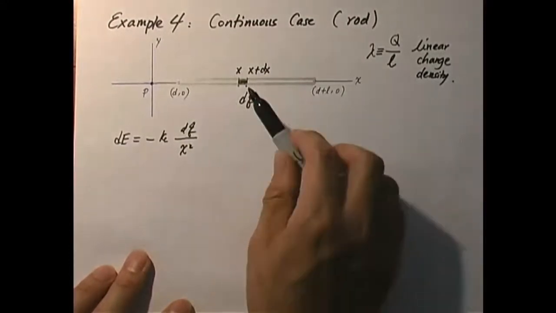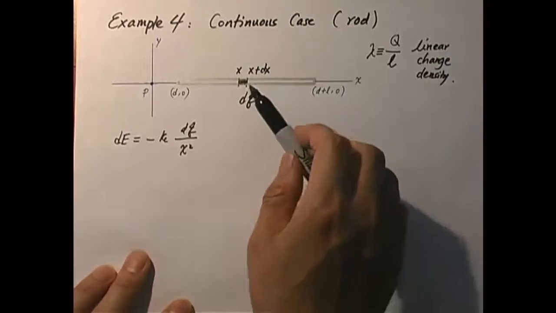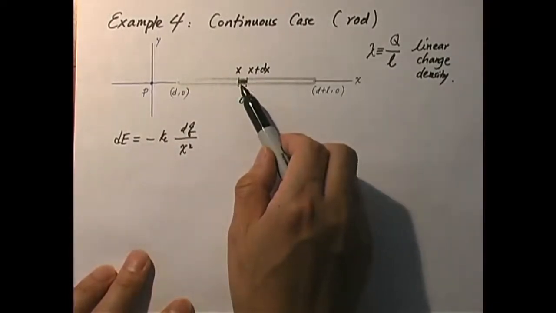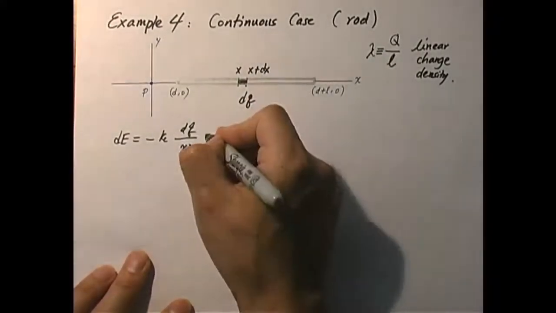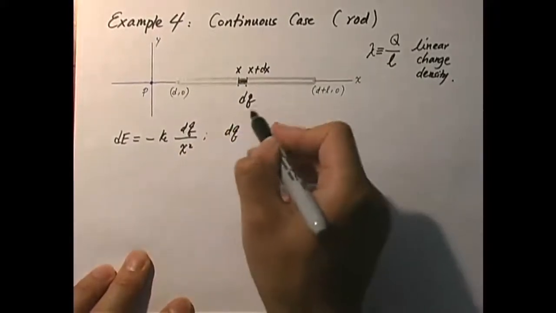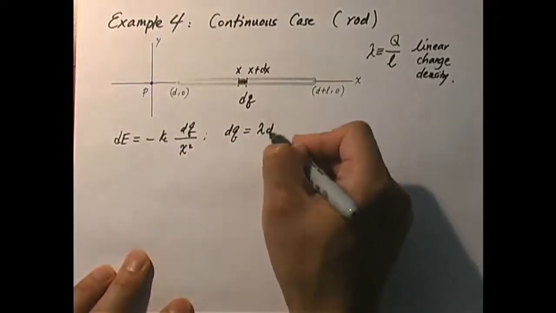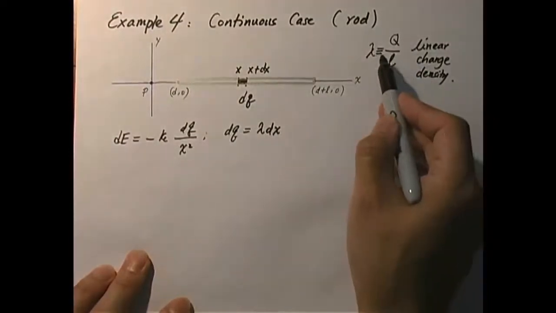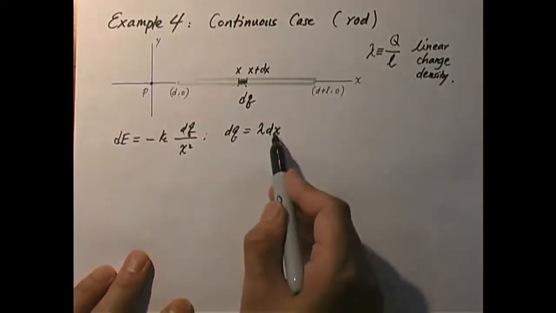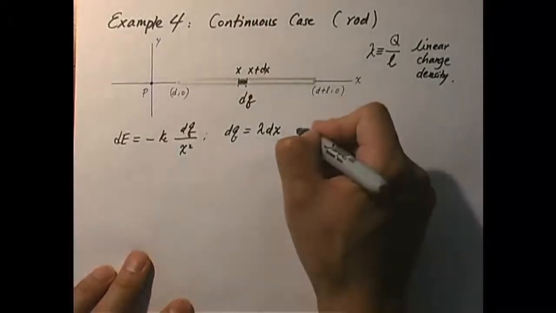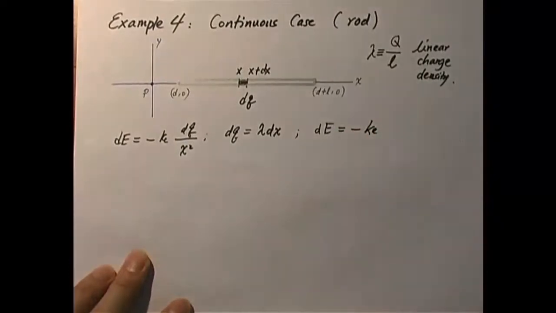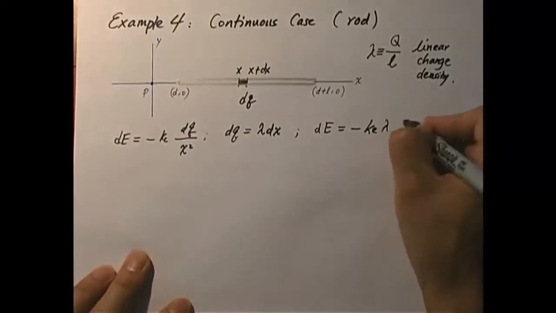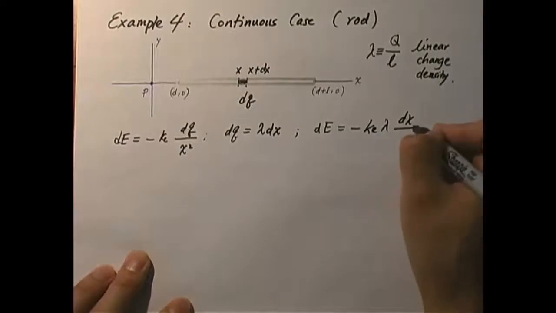And how does one do that? Well, dq is the electric charge contained within this little infinitesimal piece of length dx. Now, the charge per unit length is lambda, so therefore, I know that dq must equal lambda dx, just like Q equals lambda times L. You plug that in here, and then you find that dE is now equal to negative k_e lambda dx over x squared.